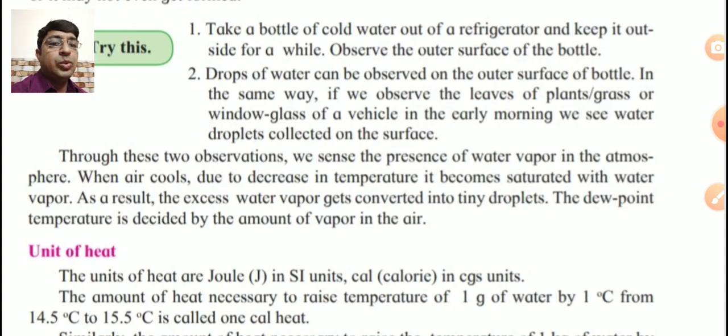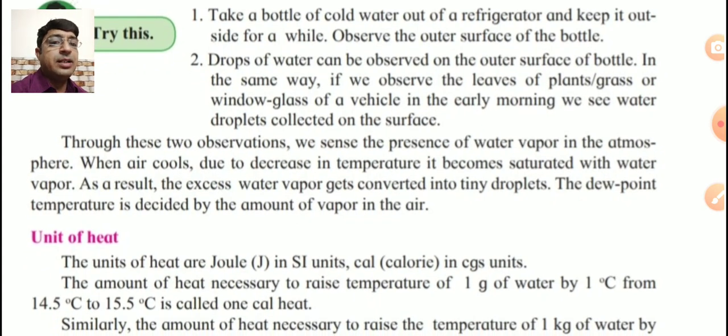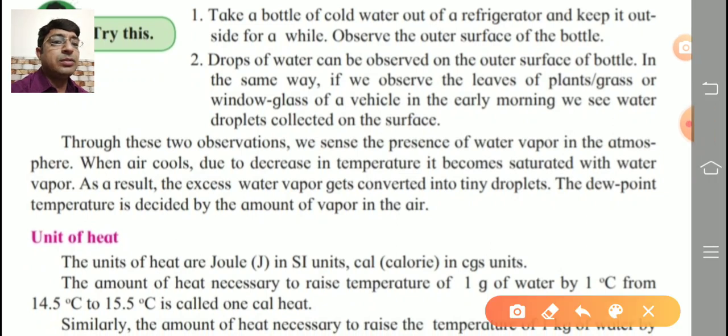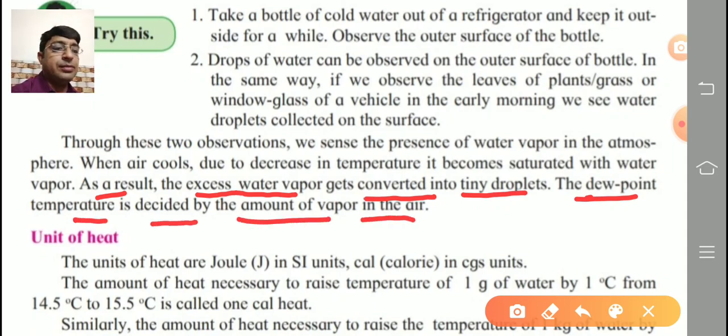When air cools due to a decrease in temperature, it becomes saturated with water vapor. As a result, excess water vapor gets converted into tiny droplets. The dew point temperature is decided by the amount of vapor in the air.